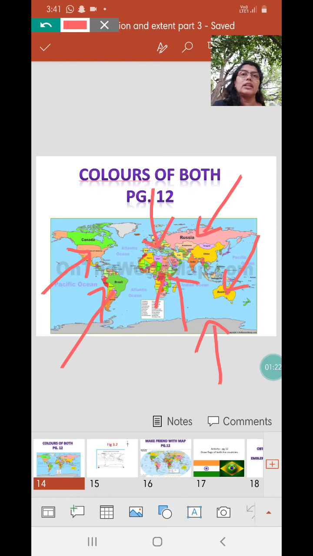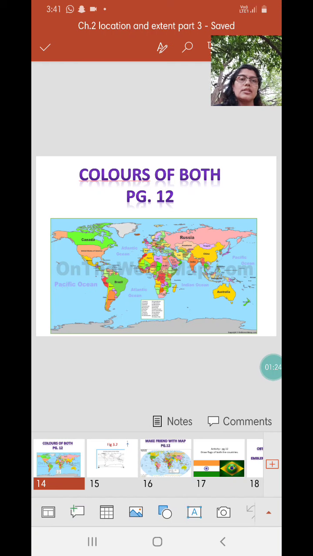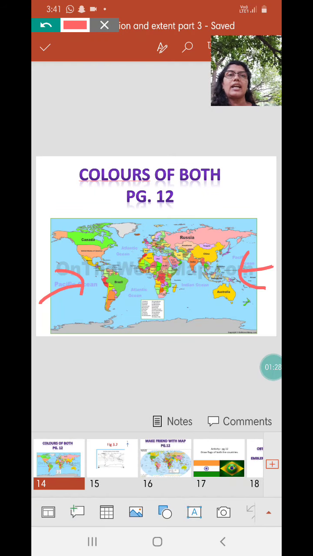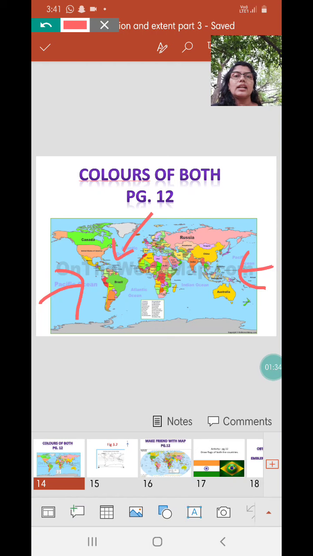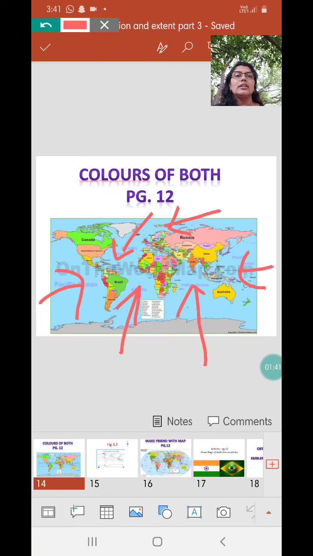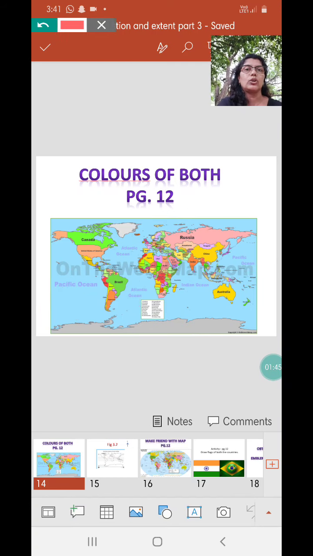Talking about the 4 major oceans, we have the Pacific Ocean to the east and to the west, because the earth is a complete sphere. Then you have the North Atlantic and South Atlantic Ocean, and you have the Indian Ocean, and you have the Arctic Ocean in the north, right up to the North Pole.